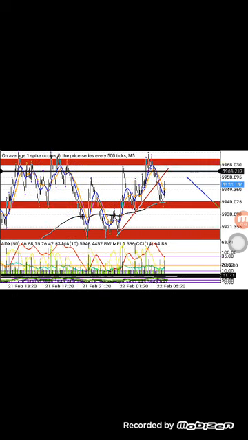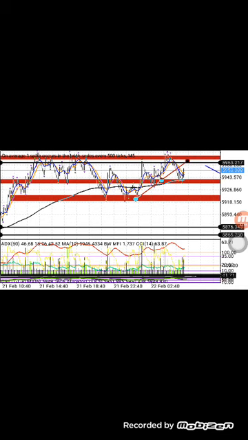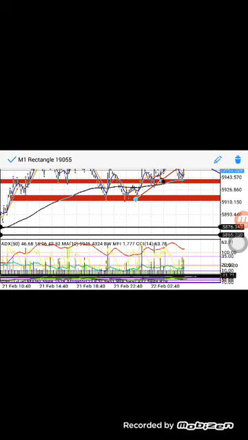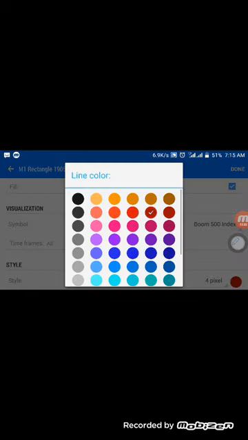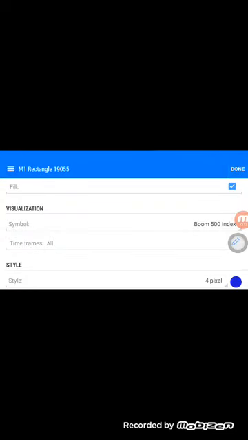Now, we have drawn out our zones. What next do we need to look out for? Our trend line. You could see I drew out my trend line. Let me change color. Maybe this color is not good enough. Change the color to something else. Let me use purple. Yes, let me use that.